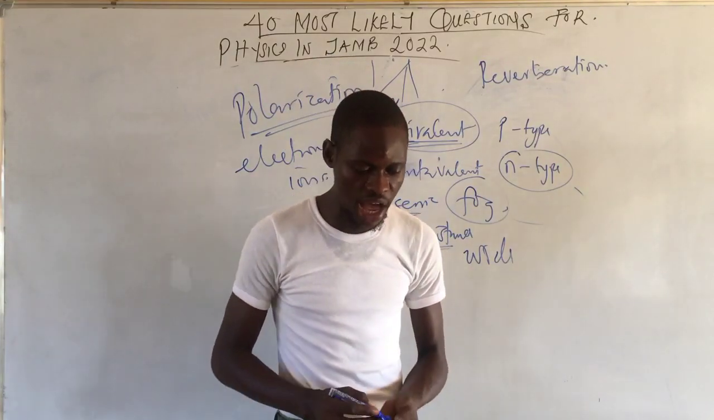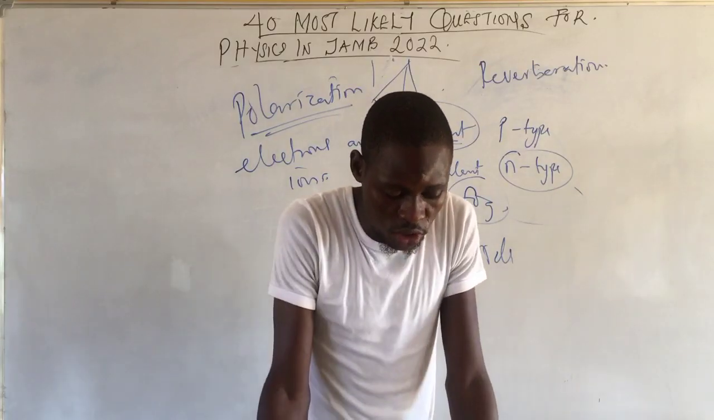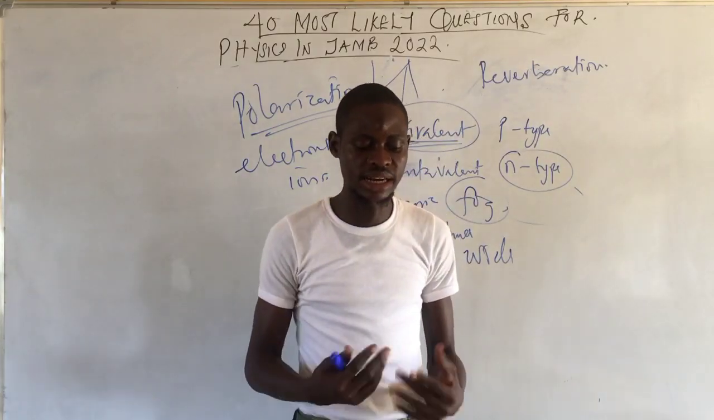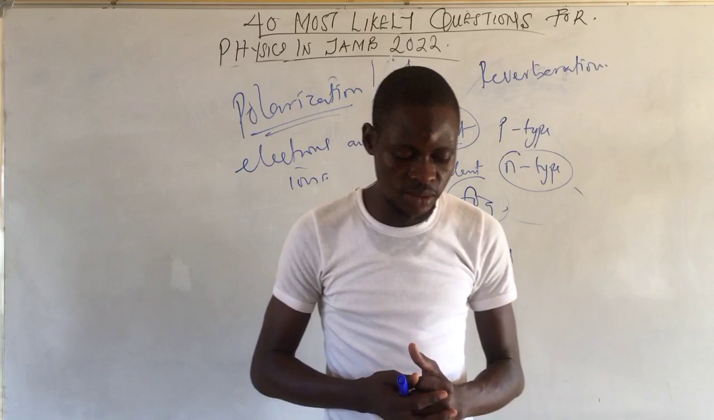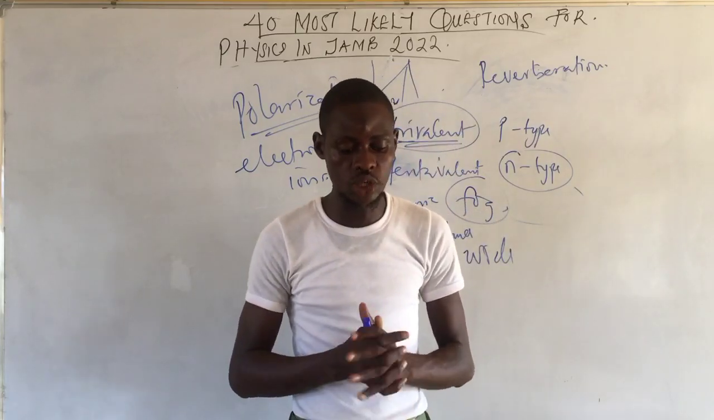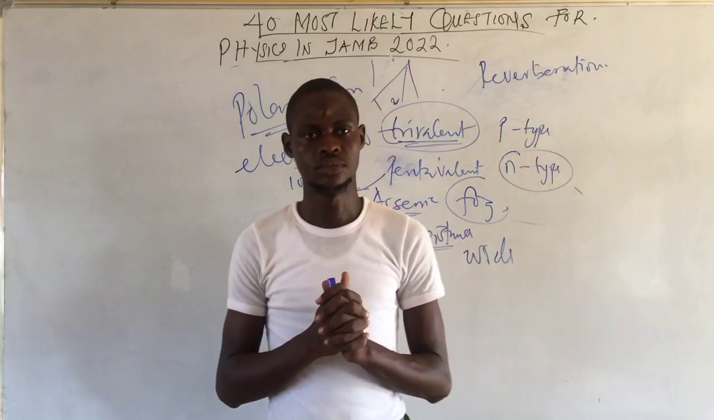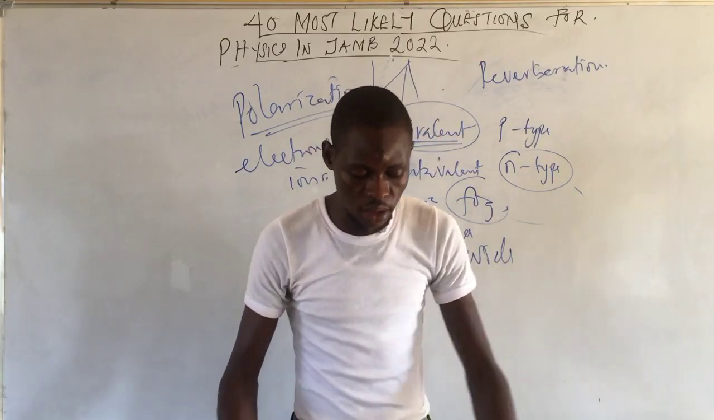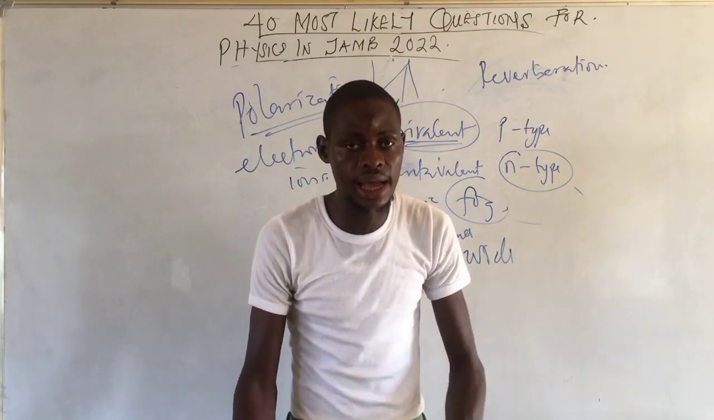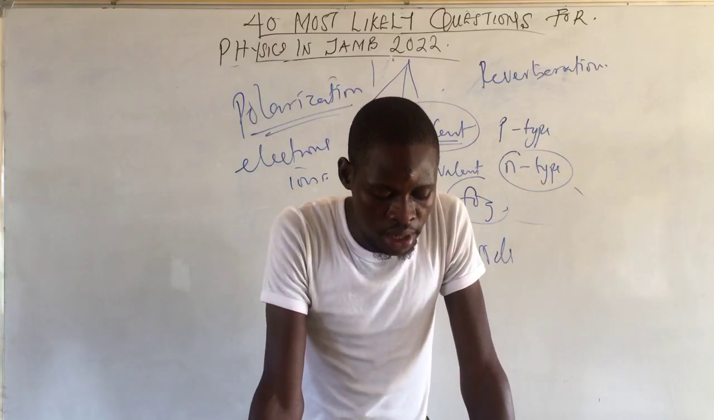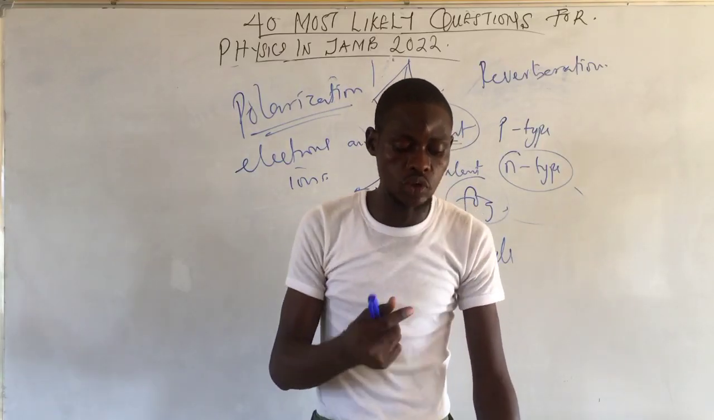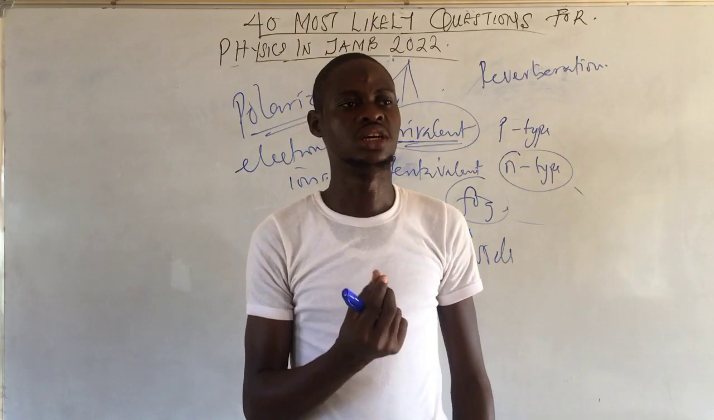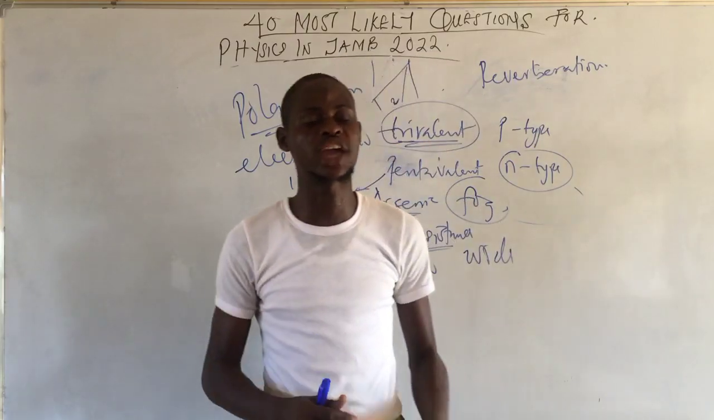Now the next thing that we are having here is question 26. They said, the ray which causes gas molecule to glow is known as what? We call it cathode ray. Cathode ray causes gas molecule to glow. Now let's take a look at another question that is also found under electromagnetism. Lenz law is a law of the conservation of energy. Lenz law is always a law of the conservation of energy.